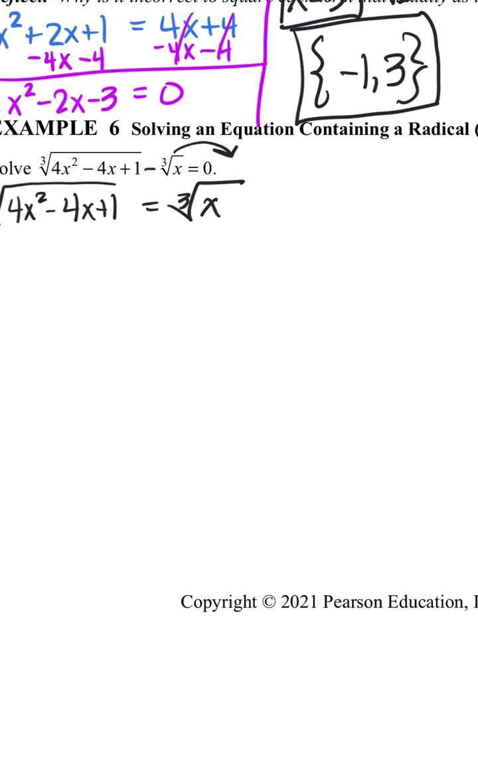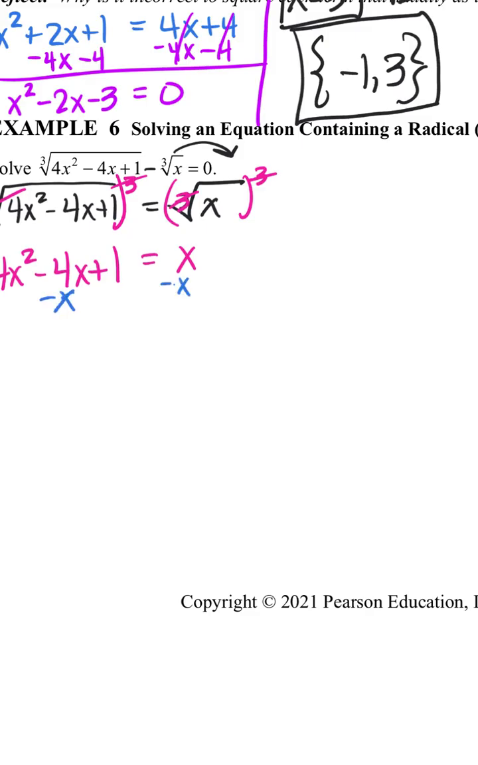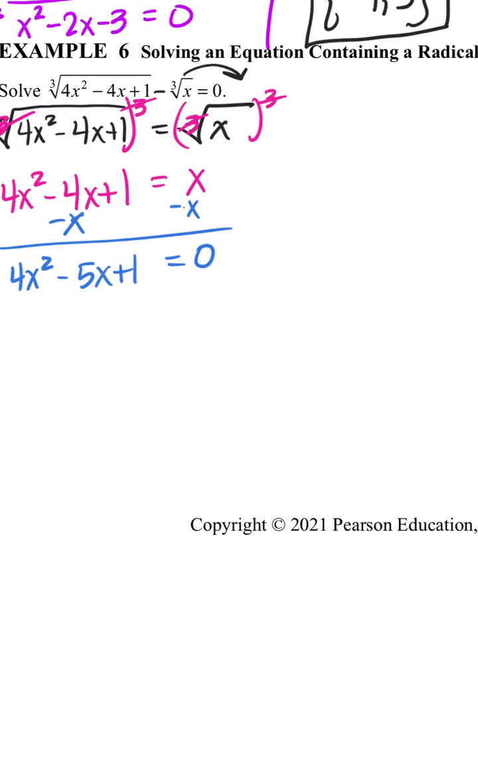So the opposite of a cube root is to cube it. So we're just going to raise each thing to the same number as this, because it's going to cancel out. So we get 4x squared minus 4x plus 1 equals, that cancels with that, so we get x. So let's subtract this x. So now I've got 4x squared minus 5x plus 1 equals 0. All right, so let's factor this out.